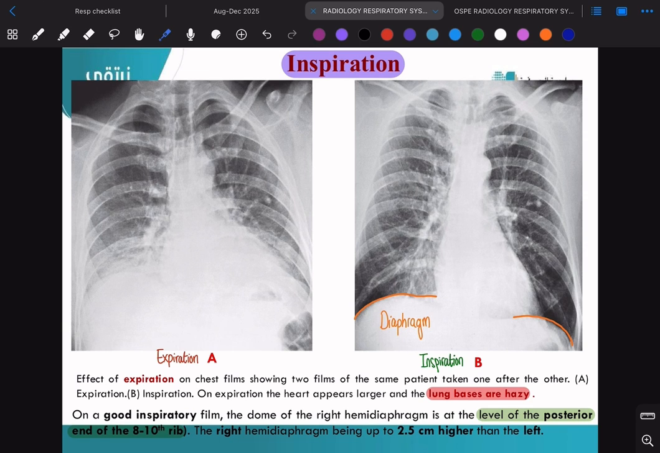Now we're going to add one little piece of information, which is about when the patient inspires. How do we know the patient inspired fully, or that the inspiration is enough for the image? By counting the spaces or the ribs. So if this is a good image, the level of the lower border of the lung is going to be against the 8th or 9th or 10th rib. So how are we going to see this?